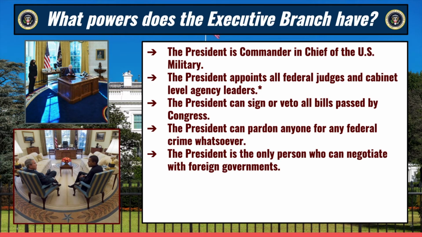The president is the only person who can negotiate with foreign governments. So members of Congress can have an opinion as to what we do and how we treat other countries, but only the president gets to decide. There's also a member of the cabinet called the Secretary of State, who basically serves as the foreign minister of the United States and acts on behalf of the president.